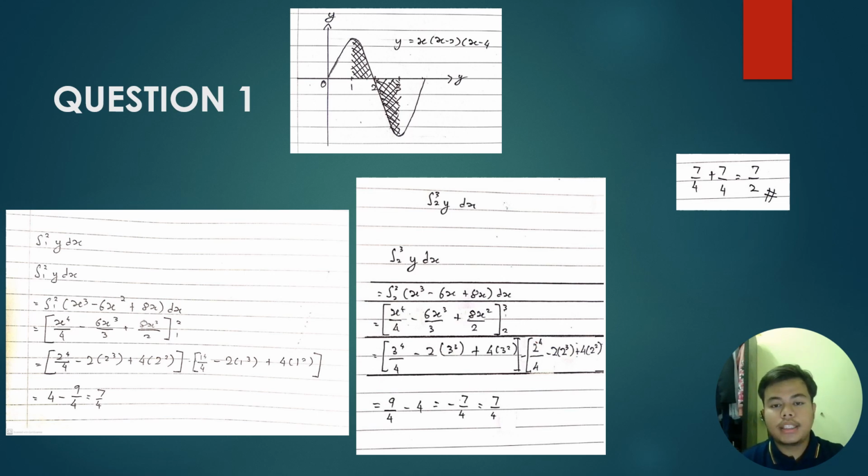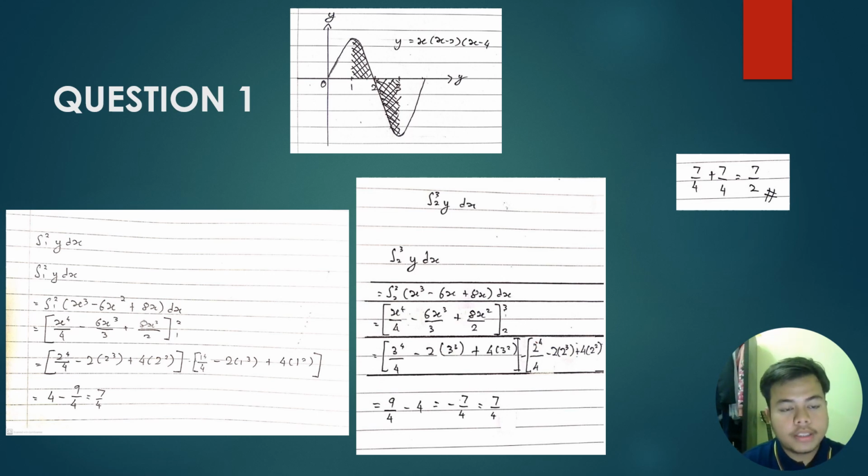So we can see the first diagram. There are two different shaded regions, one on the top of the x-axis and one on the bottom of the x-axis. The first one is integrate 1 to 2 y dx, and the second one is integrate 2 to 3 y dx.